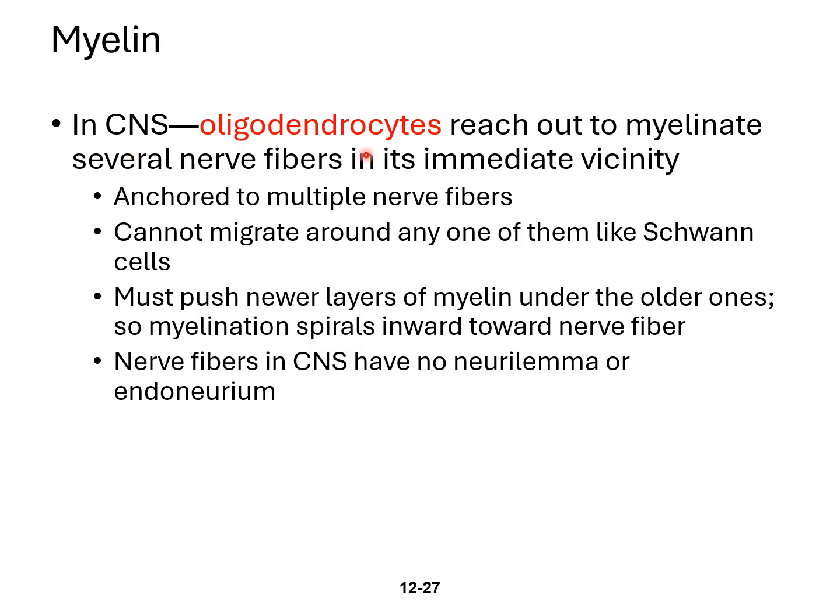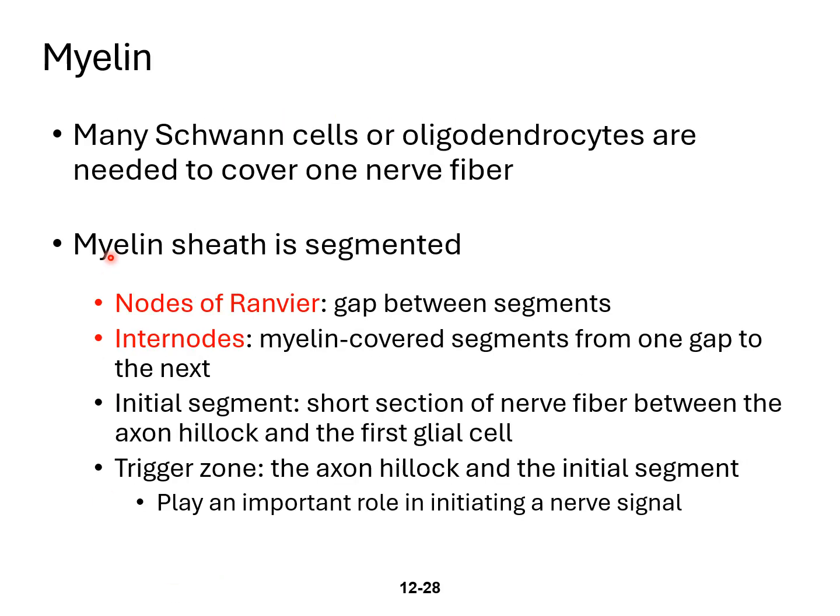Oligodendrocyte, the same thing. You kind of mentioned this. Multiple nerve fibers, it's going to work with. They can't migrate around like Schwann cells do. They're kind of stuck in their own spot. So with myelin, many Schwann cells or oligodendrocytes are needed to cover one nerve fiber. The myelin sheath is a segment. I mentioned it, the gap between those segments is called the node of Ranvier. The internode is the myelin-covered segment from one gap to the next.